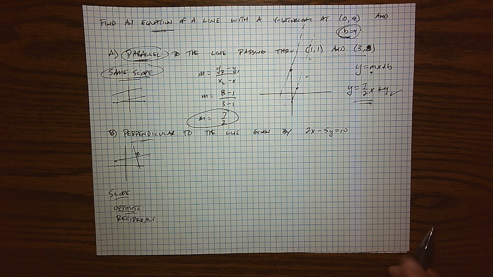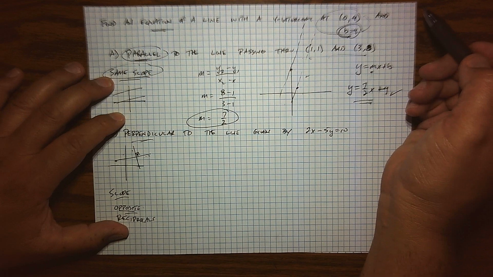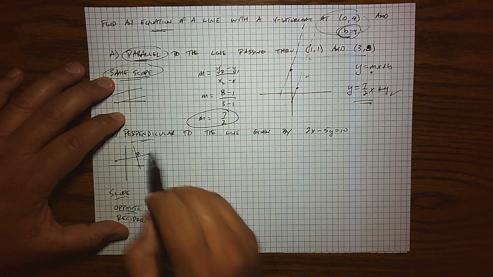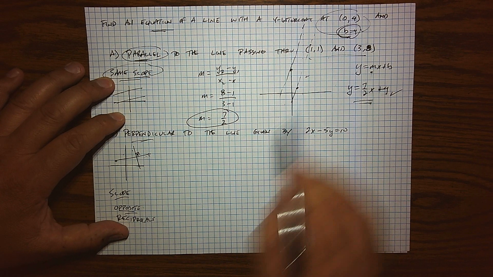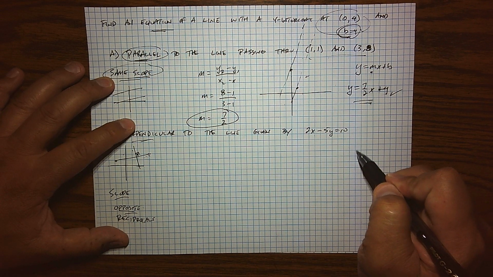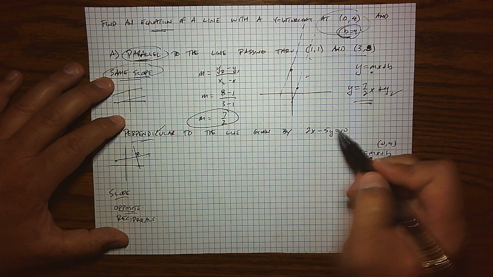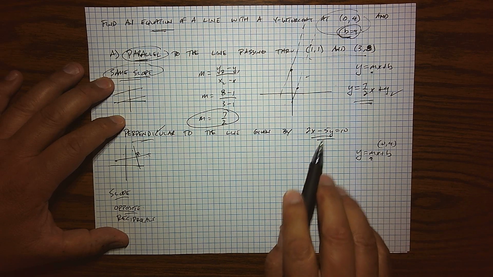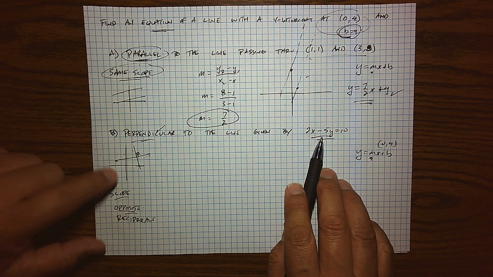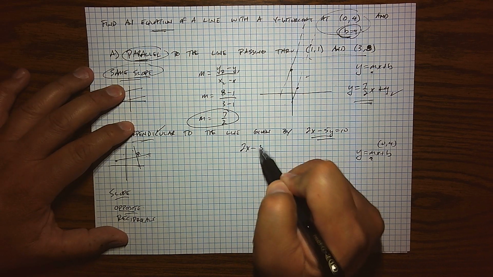In the next one, we're still trying to find the equation of a line that has the same y-intercept, but this time it's perpendicular, and the information's changing. I'm not giving you two points, I'm just giving you the equation of the other line. Again, we're trying to find y equals mx plus b. I already know that (0, 4) is my y-intercept. I just need to find the slope, and the only information I'm given is that it's perpendicular to that given line. If we can find the slope of this line, then we can find the slope of something that's perpendicular by using my definition.